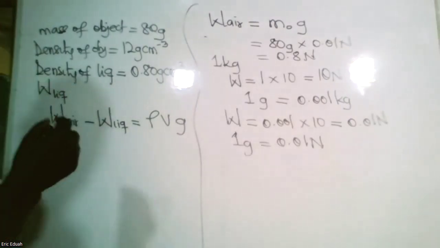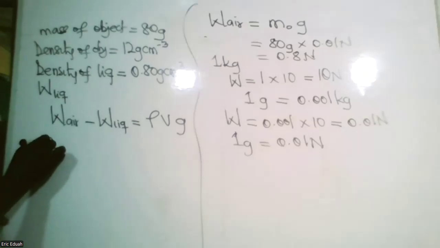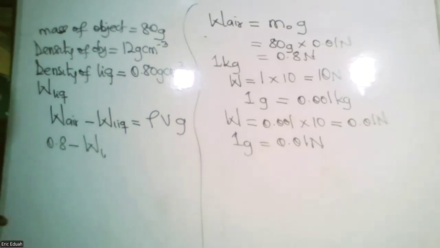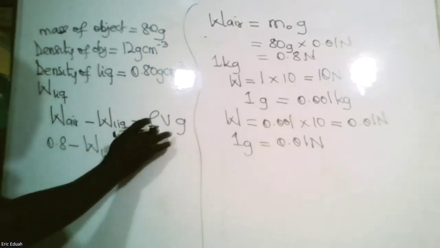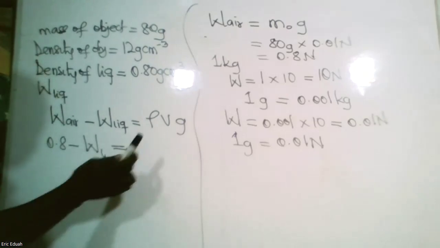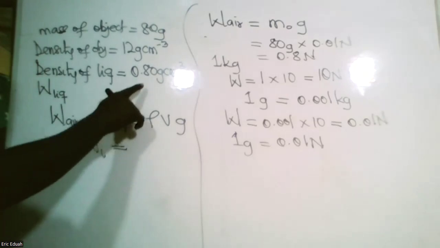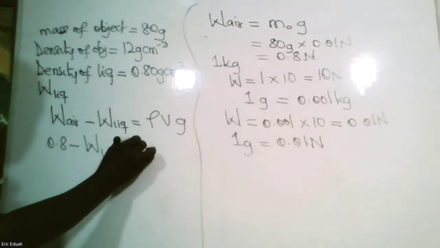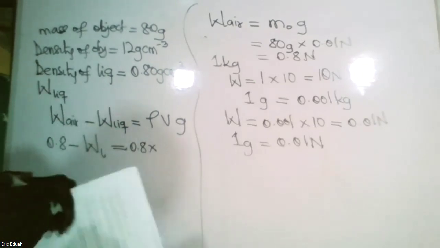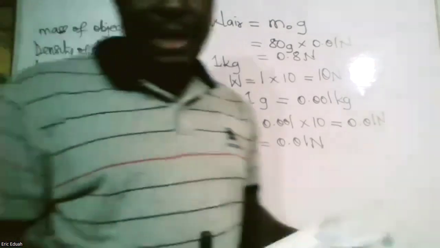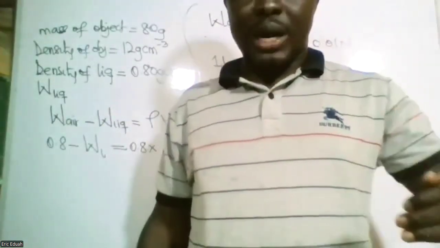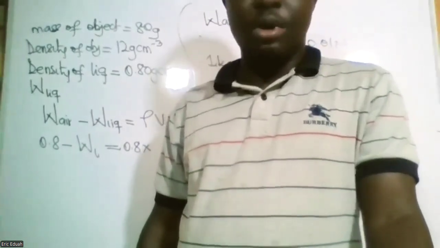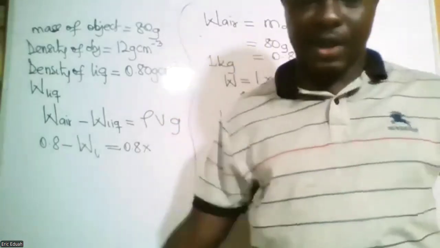Okay. Now, so we have 0.8 minus, this is what we are looking for. We don't know. But let's find the upthrust. Upthrust is density of the liquid, which is given to us as 0.8, times volume of the liquid displaced. Now, I just told you that when an object is fully or partially immersed in fluid, the volume of the liquid displaced is equal to the volume of the object.